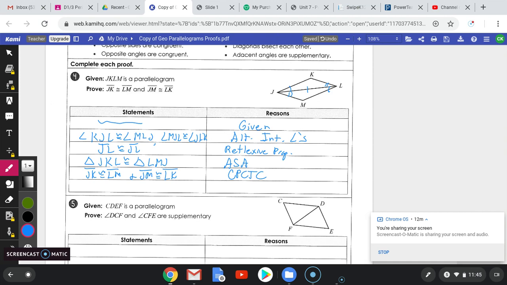And we talked about this last chapter too, right? When we were proving the two triangles are congruent. Same concept here, except now I'm saying the whole figure is a parallelogram, and it helped me get alternate interior angles.